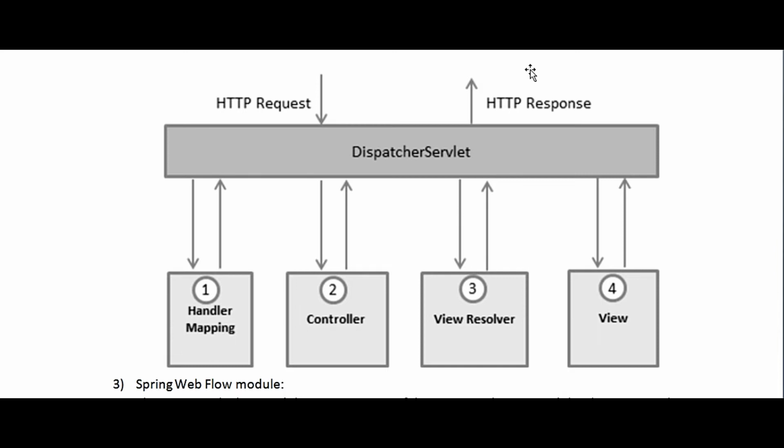Oftentimes we would not be dealing with views or a user interface, we might be exposing our application as an API. In that case, we won't have a view resolver resolve a view. We'd rather be sending a response, maybe a JSON response or an XML response. That is basically how the Spring MVC architecture looks, and this is the basic architecture diagram for the Spring MVC module.